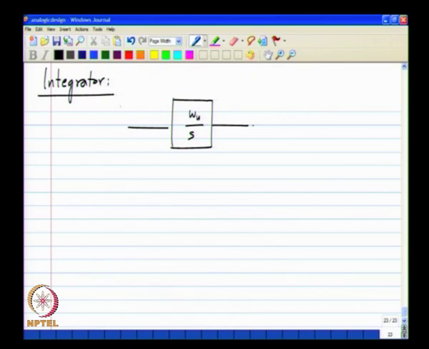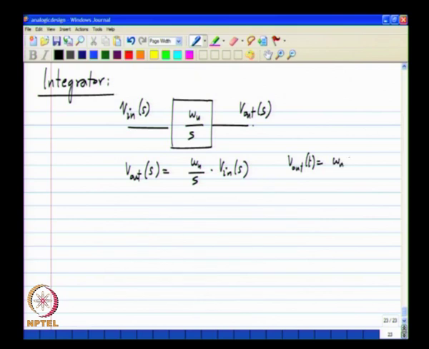I will use a different symbol for the input, let me call it V in of s and V out of s, and in the Laplace domain V out of s is simply omega u by s times V in of s. And in the time domain we know that V out of t is omega u integral of V in of t dt.